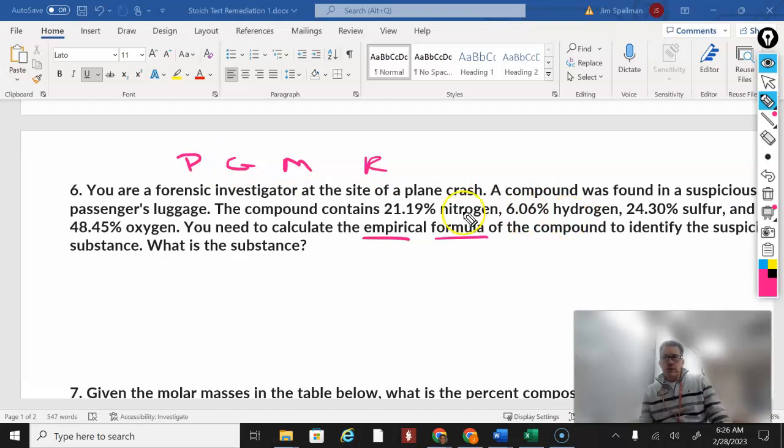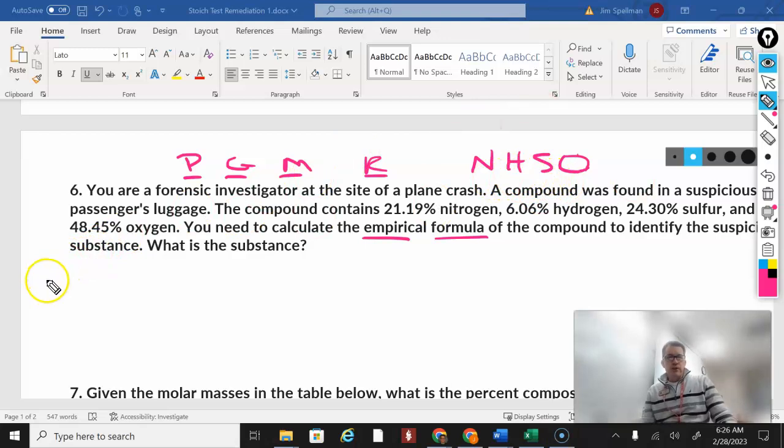The job here is to take these percentages and figure out what formula we would have for a compound that was made of nitrogen, hydrogen, sulfur, and oxygen based upon the percentages that are in there. So we start with the percentages. We need to change that to grams. We need to figure out how many moles that is. And then we need to change that into a ratio so that we can figure out what's on here.